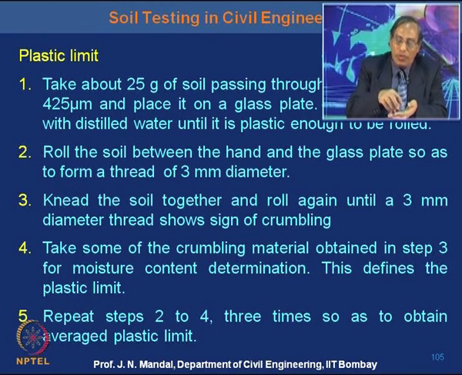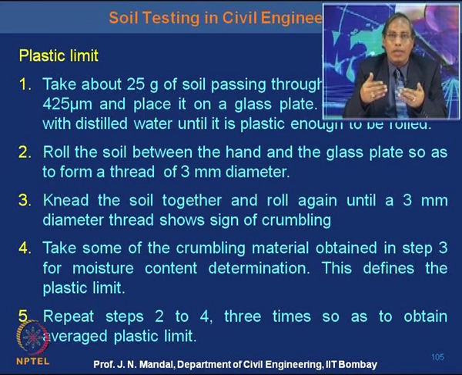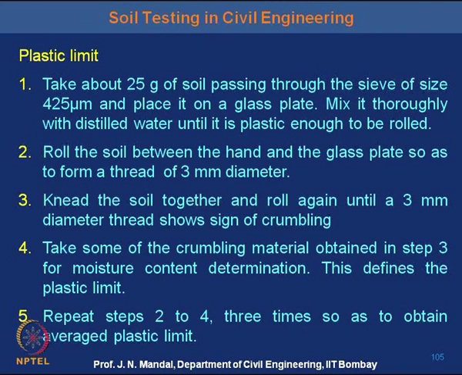Now, knead the soil together and roll again until the 3 millimeter diameter thread shows signs of crumbling. Take some of the crumbling material for the determination of moisture content, and this defines the plastic limit. Then repeat steps 2 and 4 three times, so as to obtain the average plastic limit.